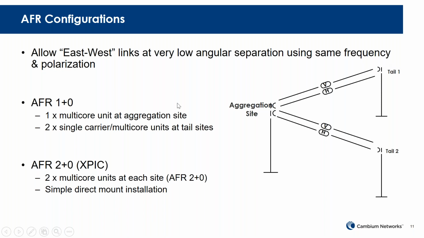So that's for 1+0, but we're going to also support the configuration for 2+0 XPIC with AFR. That means at the hub side, you're going to have two 820C or any dual core radios, and then at the remote side, you are going to have one 820C. So you can see that with AFR 2+0, the link to each remote side is actually an XPIC link. Okay. So with XPIC link, again, you double the capacity, right?